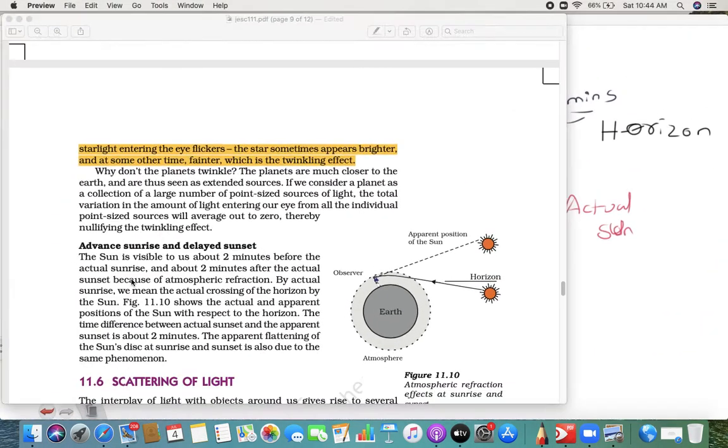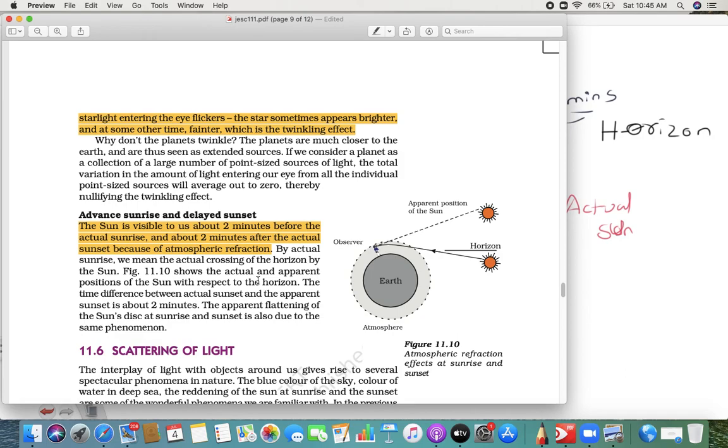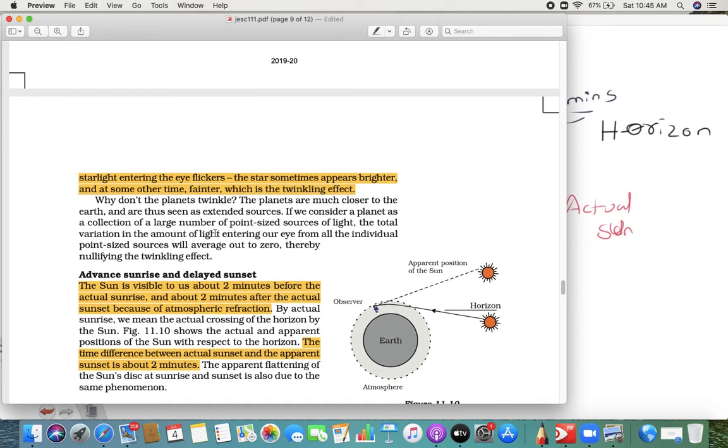Okay, let me show you. See, the sun is visible 2 minutes before the actual sunrise and 2 minutes after the actual sunset because of atmospheric refraction. So understand the main logic behind it: atmospheric refraction. What do you mean by actual sunrise? The actual sunrise means the sun has to cross the horizon, and only then can you see the sun. And the time difference between the actual sunrise and the apparent sunrise is about 2 minutes. All this phenomenon happens because of atmospheric refraction. So please put in your effort and understand this.